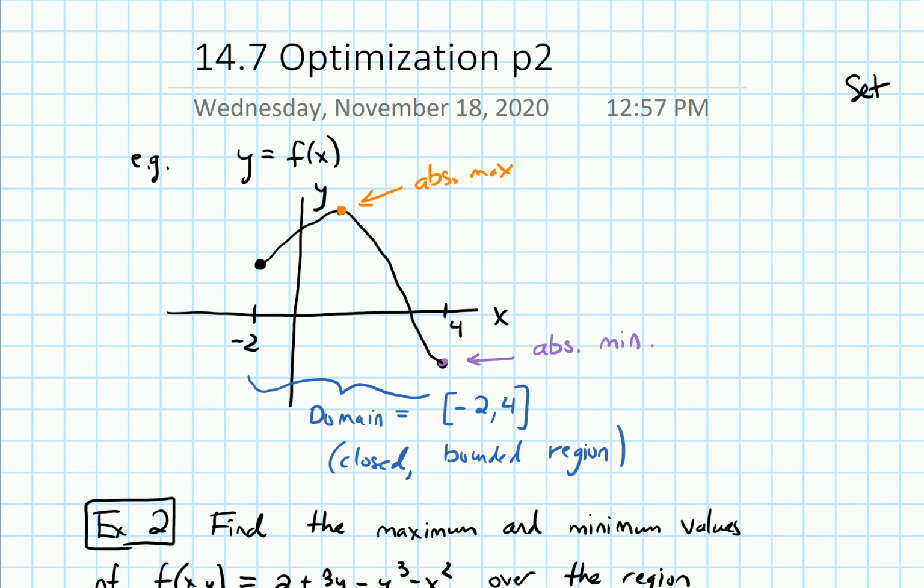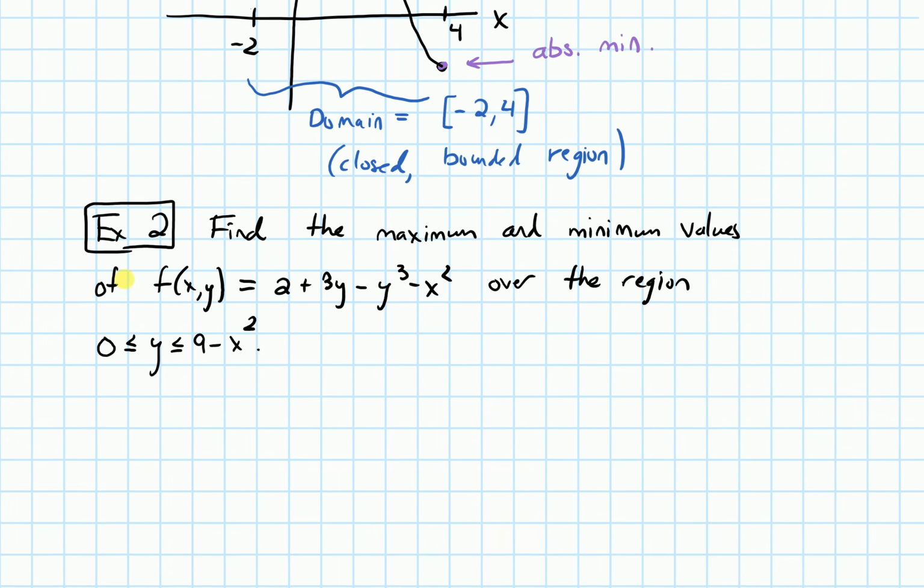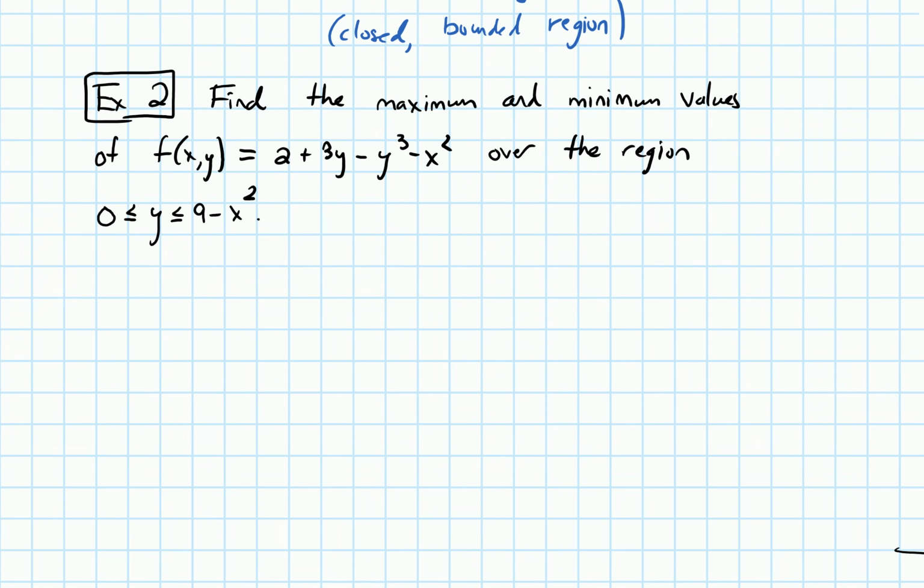All right, so now let's do an example where we find the absolute max and the absolute min of a multivariable function. So this example says, let's find the maximum and minimum values of the function f of x comma y equals 2 plus 3y minus y cubed minus x squared over the region 0 is less than or equal to y is less than or equal to 9 minus x squared.